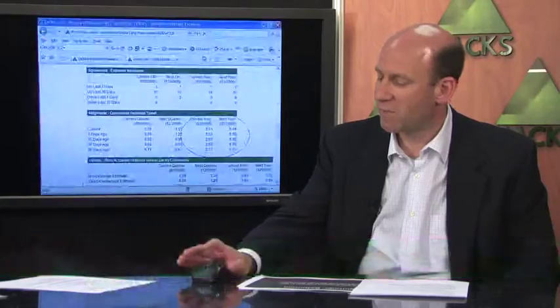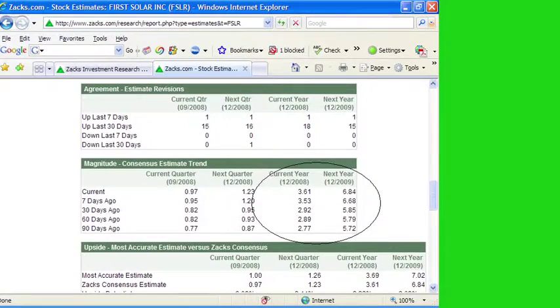So I'm going to talk about some stocks that we talked about last week with agreement, and just continue to take the story forward. So here we have a Zacks Rank #1 stock, First Solar. We put our attention on the magnitude section. Now, as I said, a lot of people talk about this as the estimate trends section. Taking a look at the current year.